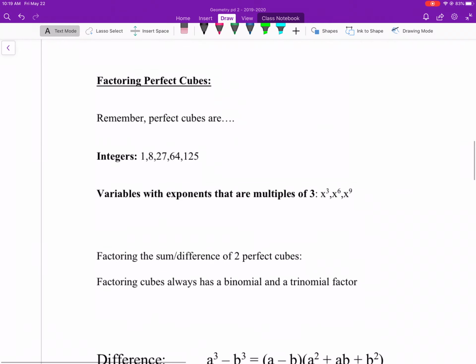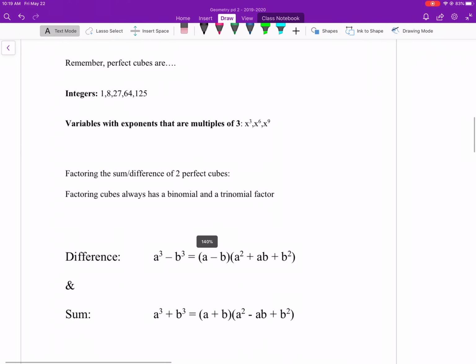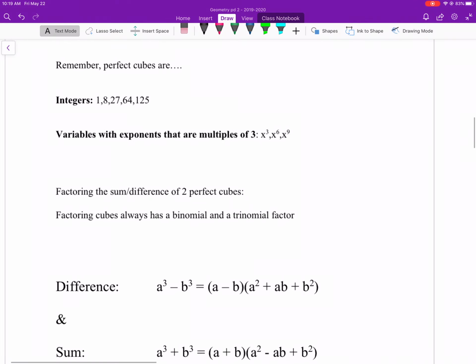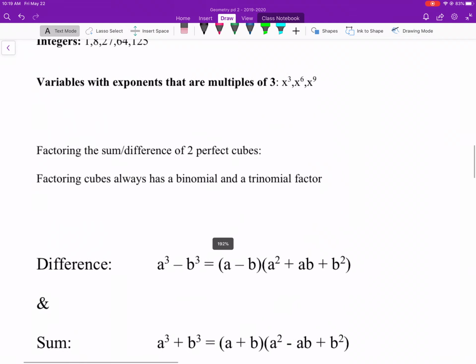All right. So guys, same lesson as yesterday. Remember what your perfect cubes are. Okay, 1 times 1 times 1 is 1. 2 times 2 times 2, right? 2 cubed is 8. 3 cubed, 27. 4 cubed, 64, and so on and so forth. And then they could also be variable terms. Remember, the exponent has to be a multiple of 3. So 3, 6, 9, 12, 15, 18, and so on and so forth.